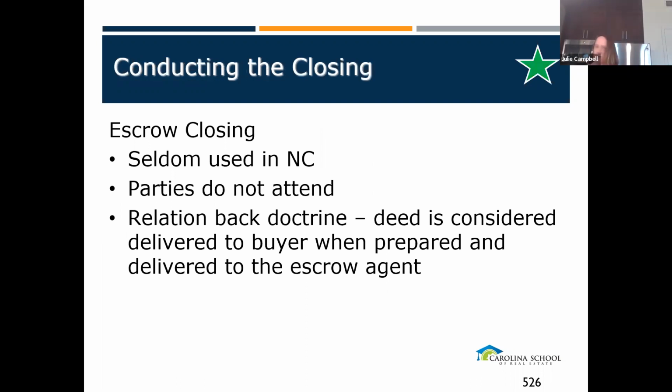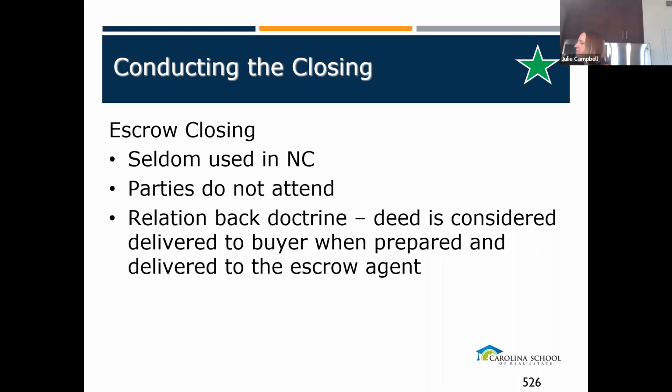Other states, and I don't know particularly which state, may use an escrow closing method. The parties don't attend closing. An attorney doesn't conduct closing. Usually in escrow closing states, it's somebody from the title insurance company that's handling the closing transaction. So the parties don't have to attend, they just send their stuff in to whomever's conducting the closing, the escrow agent.